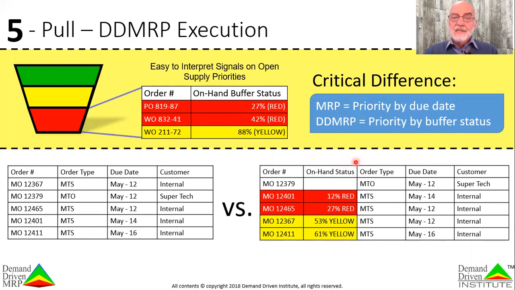We see status. We see buffer status. So yes, the manufacturing order for Supertech I'd make first, but then I can see this manufacturing order only has 12% of its buffer. It's getting very low on its on-hand balance. And that was only due on the 14th. So I'm going to make that one first. Then I'll make this second one here. It's got 27% of the buffer. And then these two yellow ones.